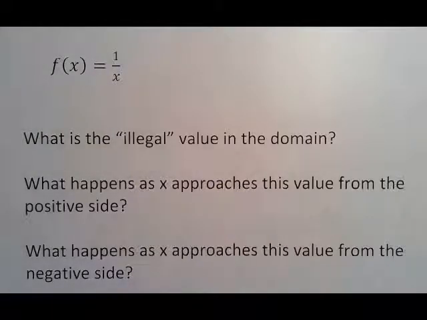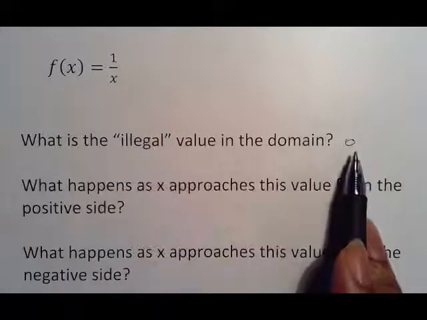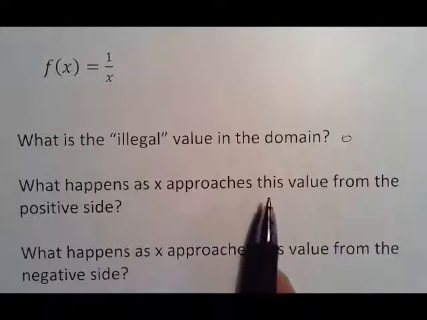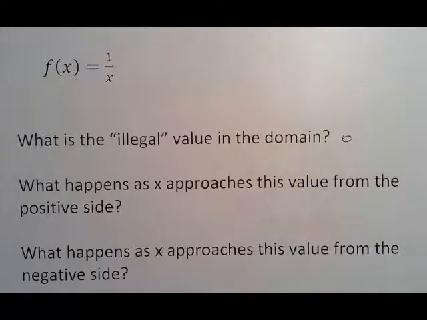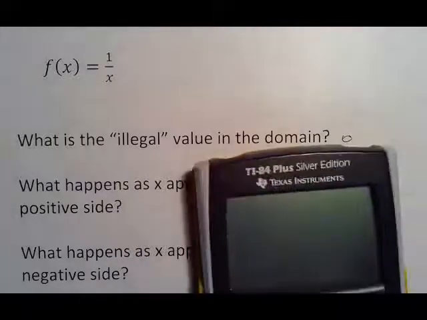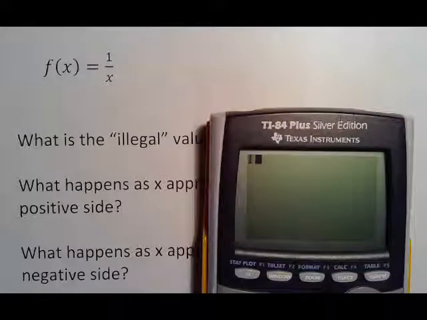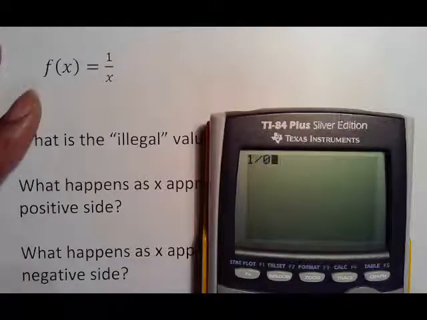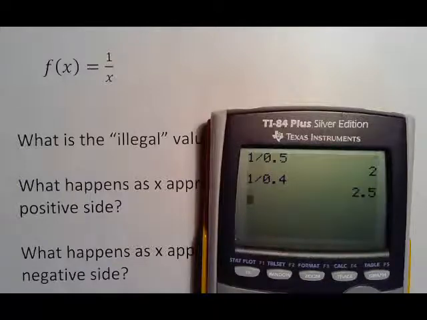Couple things you just want to think about is what is the illegal value. Of course, we know we cannot have a 0 in the bottom of the fraction, so 0 is not going to happen. And what happens as x approaches the value from the positive side? So in other words, looking at the positive side only, 1 divided by a number approaching 0 would be something like 0.5. And so you notice 1 divided by 0.5 is 2. But make that smaller, so 1 divided by 0.4 would be 2.5.